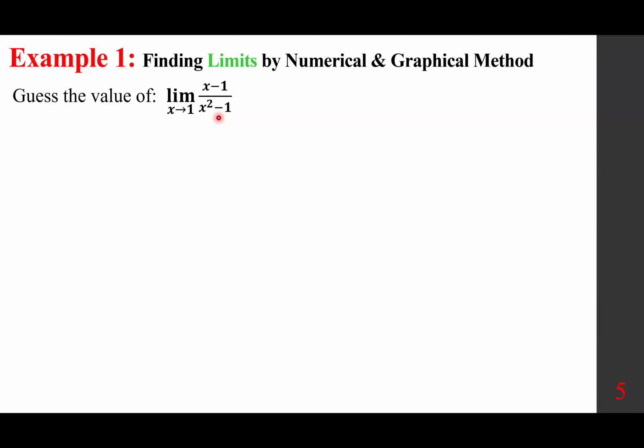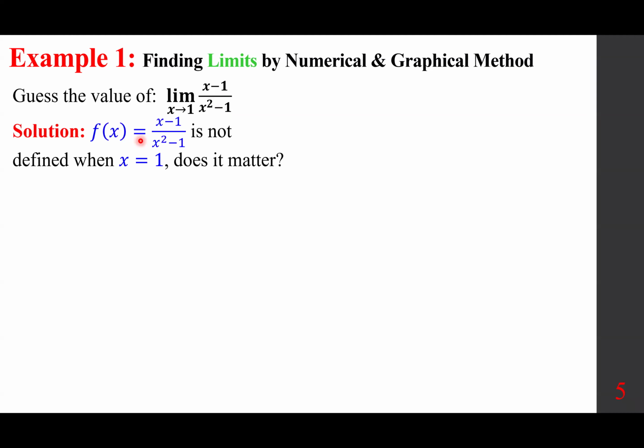So this is f of x or y. F of x equals x minus 1 over x squared minus 1 is not defined when x equals 1. Does it matter? The answer is no, because you're not looking at the function at x equals 1. In other words, we are not asking what's f of 1. We are asking what's f of x, what's the y coordinate when we get close to 1. That's the idea of a limit.